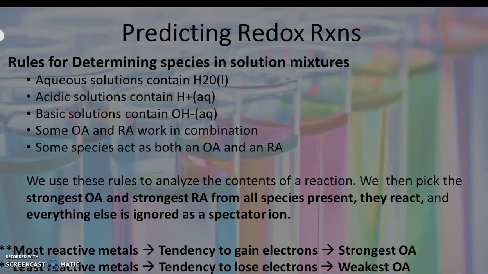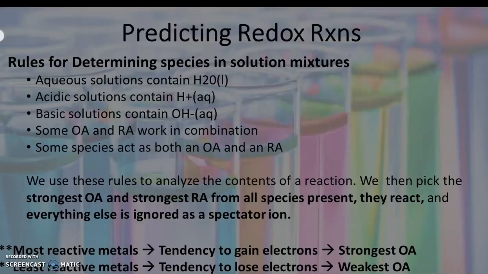And so I think that this is just a reiteration of what we've talked about. Aqueous solutions contain water, acids contain hydrogen ions, basic solutions contain hydroxides. Some OAs and RAs are both OAs and RAs, like water. And here's the last one that we need to make sure of: the strongest OA and the strongest RA are going to react from all species, and everything else is ignored as a spectator ion.